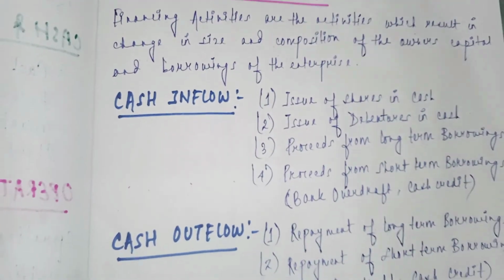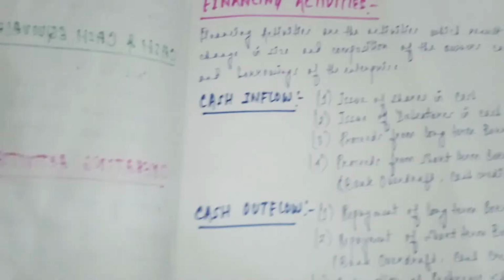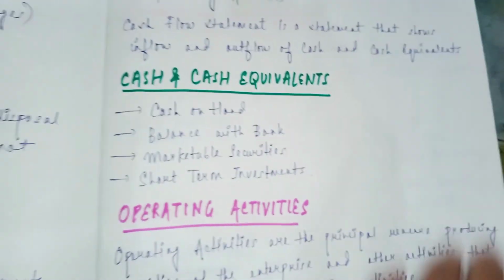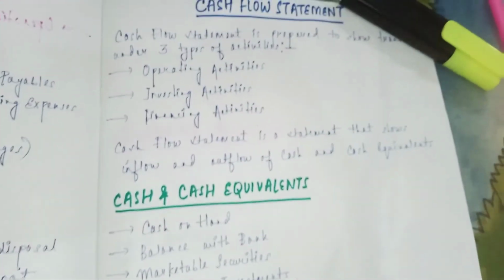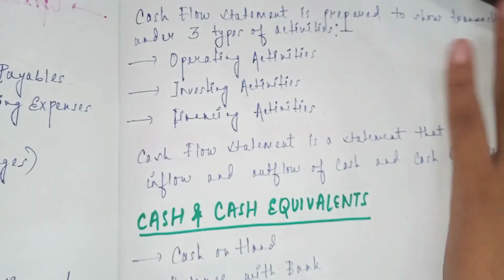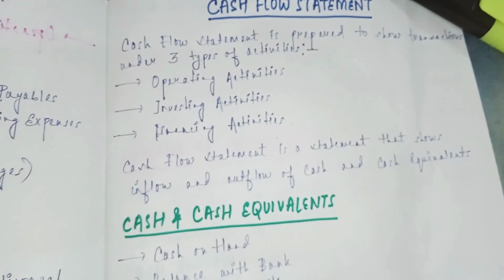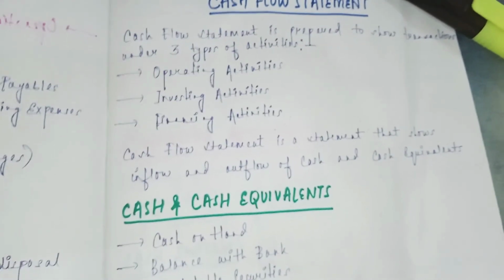Now, in this video, we have taken a short review about what cash flow is, what the activities involved in cash flow are, and what cash and cash equivalents are. In the next video I will make you understand sums and what the items involved in the activities are, with proper sums.